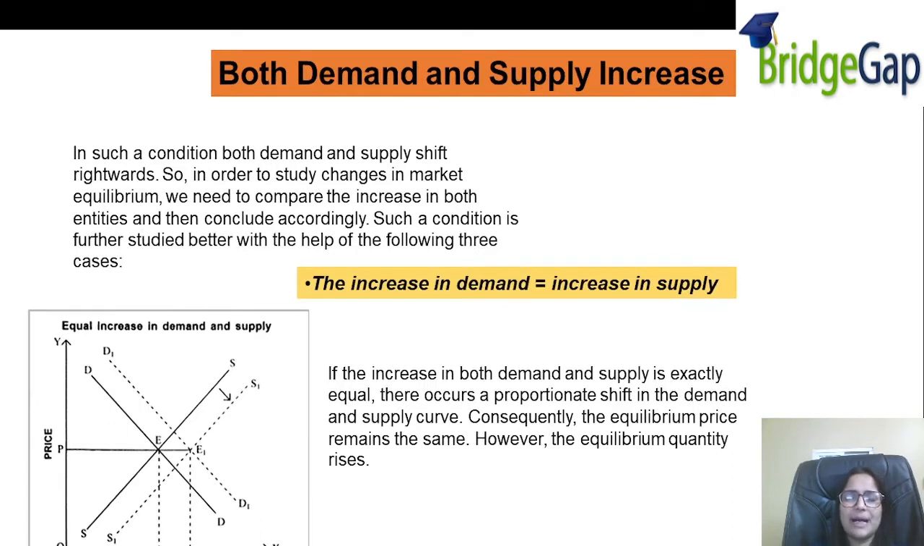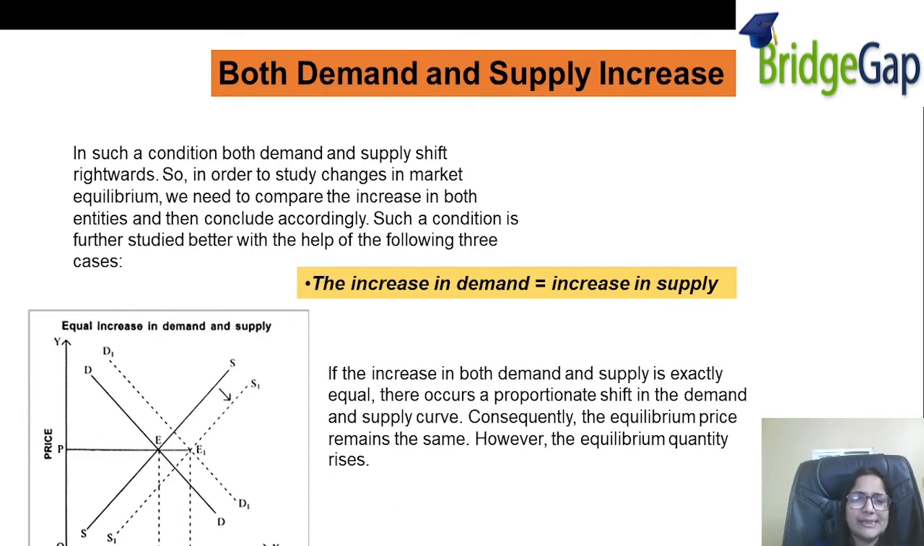When both demand and supply curves increase. Here we are talking about what the impacts are when they shift at the same time. Alright. In such a condition, both demand and supply will shift rightwards. Obviously, when there is an increase in demand, the curve shifts rightward, and when there is an increase in supply, the supply curve also shifts towards the right.